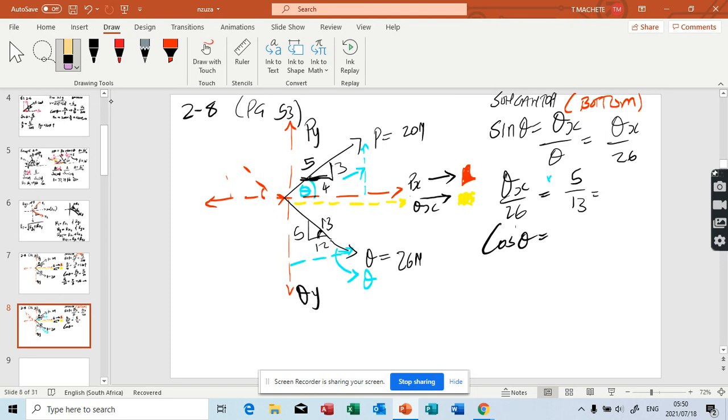Okay, let's go back. Does it make sense? Yeah, you follow a minor right angle triangle. So now let's correct this.